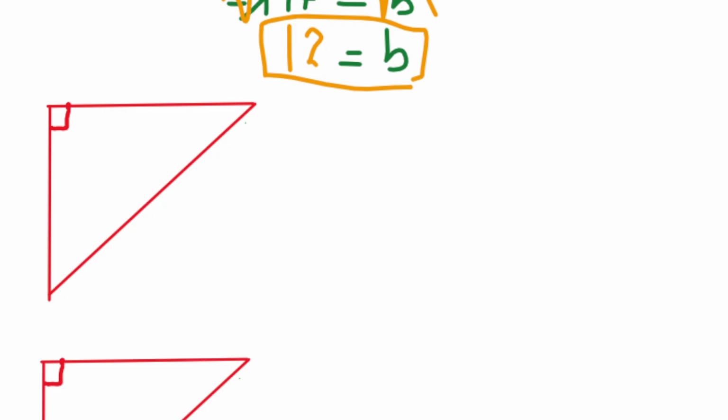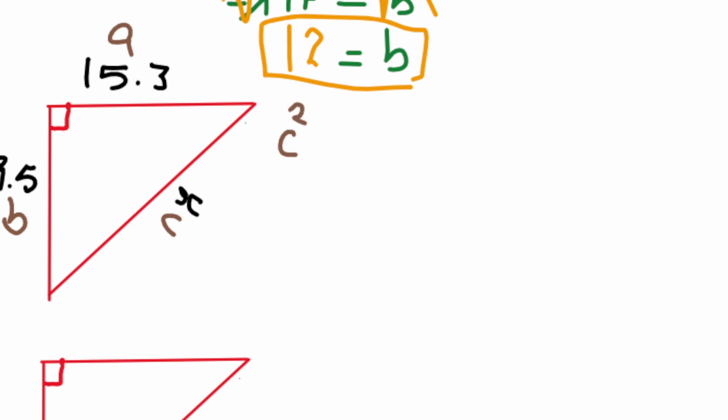The question says this is 15.3 and this is 9.5. They ask you to find x. Don't get scared. Call them A, B, C, and relax. It's easy. C squared is equal to, oh, it's the same thing, isn't it? B squared plus A squared. It's the same thing.